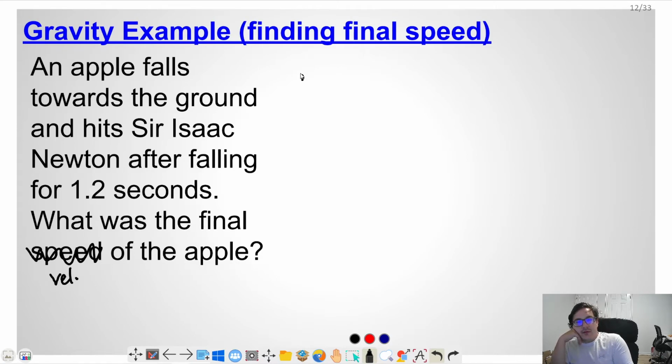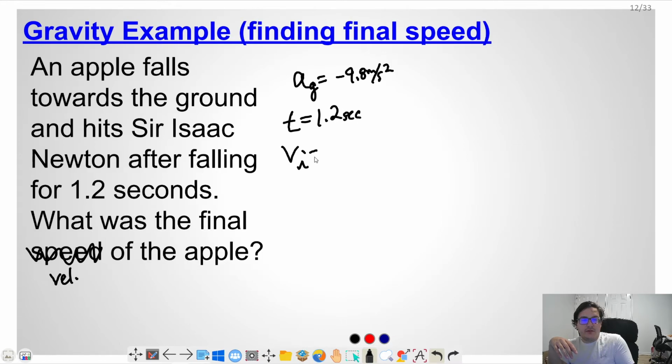So let's try that out. Well, what do we know? We know, since this is a gravity question, since we're falling straight down, acceleration due to gravity is negative 9.8 meters per second squared. What else do we know? Our time is 1.2 seconds. And we also know something else, our initial velocity. So if you think about our apple chilling in the tree, before it falls, how fast is it going? Well, that's 0. Our initial velocity is 0.